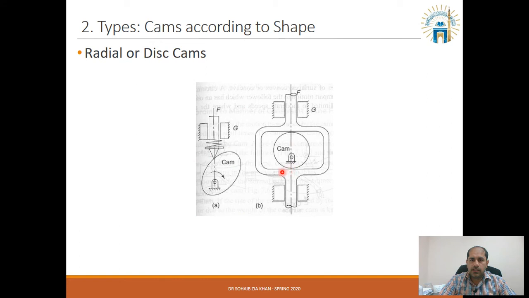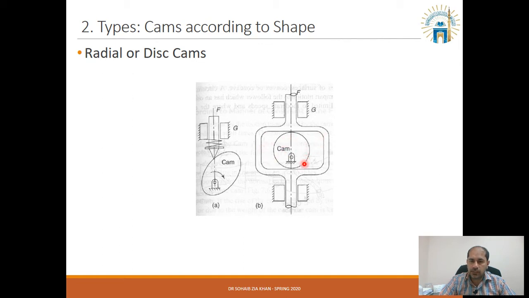Similarly, this is the frame attached with the follower, guides, and the cam itself. This cam is the disc cam. However, it is connected eccentric, a little bit away from the center, at the point of rotation. So the point of rotation is not the center of the disc, but away from the center of the disc. In this frame, you can see that there is some space available.